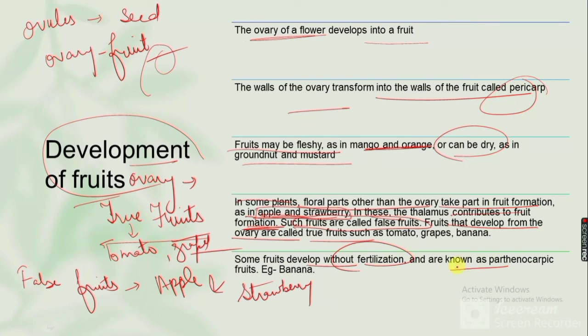Some fruits develop without fertilization, and they are known as parthenocarpic fruits. For example, banana. Fruits that develop from the ovary but without fertilization are known as parthenocarpic fruits. Its example is banana.